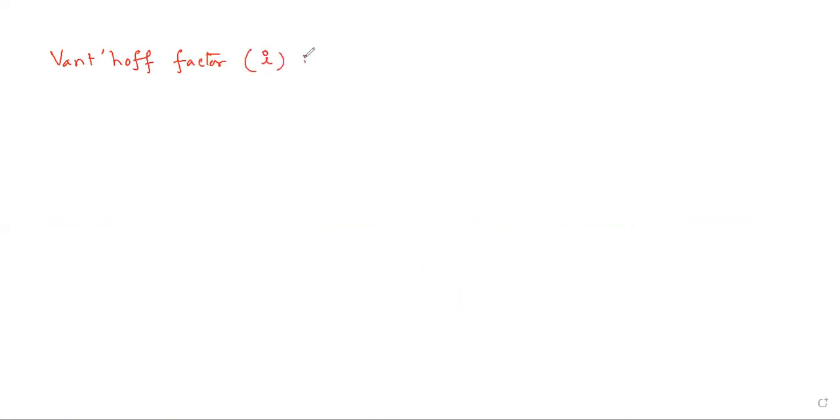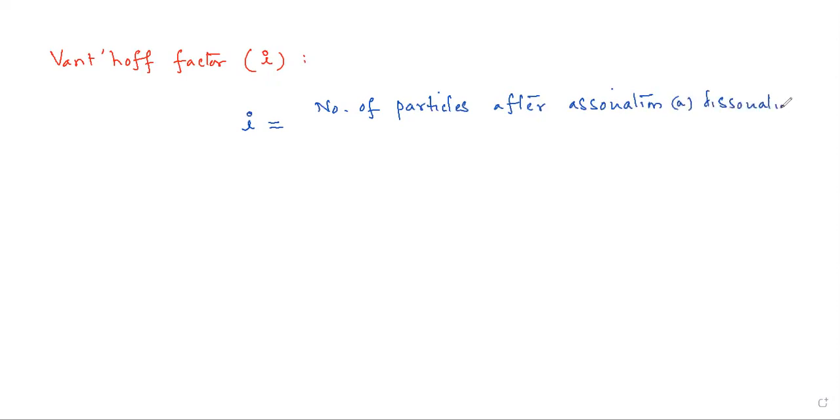Van 't Hoff factor is represented by I. Say this I can be given in three ways: in terms of the number of particles after association or dissociation, by the number of particles before association or dissociation. Simply it is after by before.